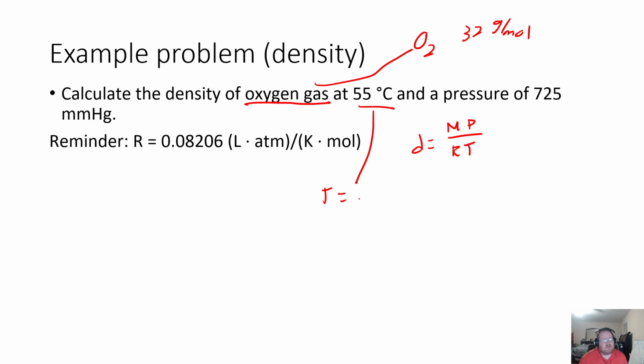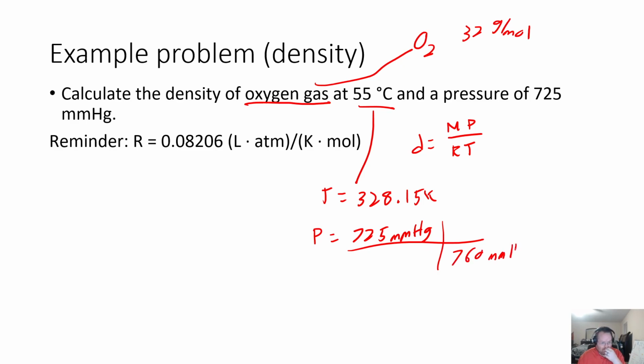So you get 273, that's 328, right? I'm going to make sure. Good. I didn't want to write the wrong answer in the video and confuse people. 328.15 Kelvin. We then have to get our pressure into atmospheres. So we have 725 millimeters of mercury. So it's a little bit below an atmosphere. We have 760 millimeters of mercury is 1 atm. Those cancel. And so we have 725 divided by 760. And so that is 0.954 atmospheres.